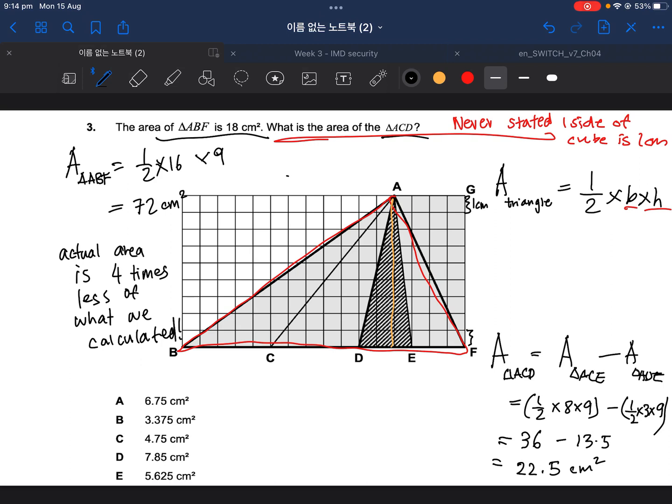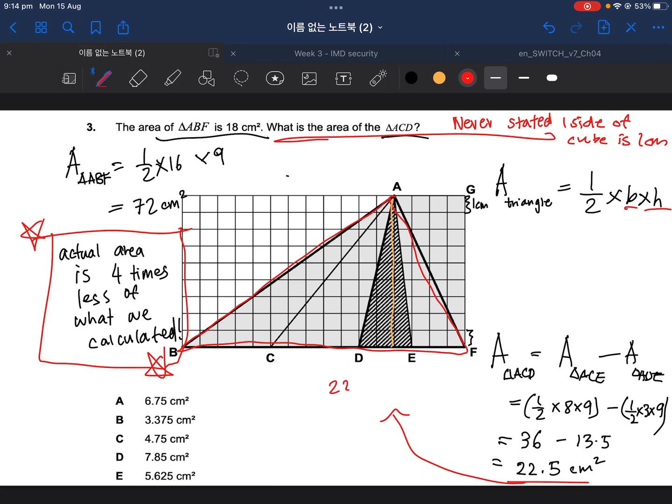Once we find that ratio, and I'm going to put that in this red box because this is so important, then we come back to our 22.5. If we apply that rule, our actual area is 4 times less. What's that? 22.5 divided by 4: how many times does 4 go into 10? 2 times, 8, 2, and then 5. So our area is 4 times less, which is 5.625. And there we go. We found our answer, which is E.